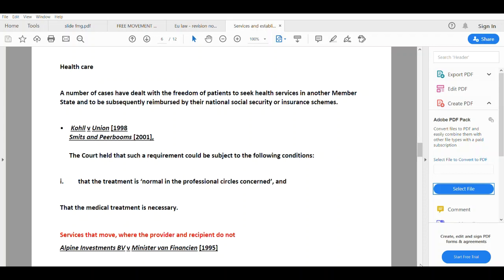However, the member state can refuse to reimburse the recipient of the medical service if two requirements are satisfied according to the case of Smits versus Peerbooms, and those are: the treatment is normal in the professional circle concerned, which requires that the treatment must be sufficiently tried and tested by medical science, and secondly, the medical treatment was, in that specific case, necessary.